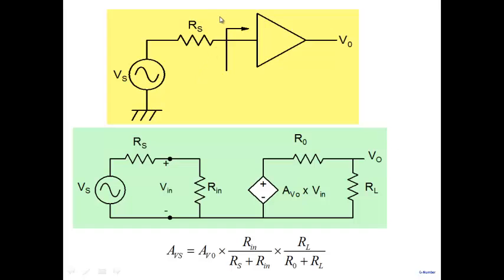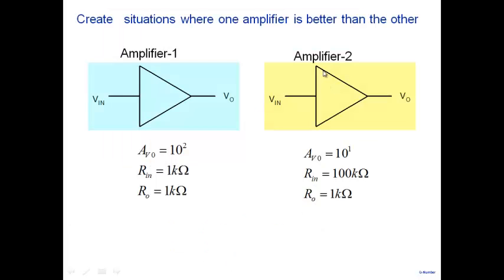Every amplifier will have an input resistance. It may be large, it may be small. All right, so this brings us to an interesting question here. Say you're given two amplifiers, right? An amplifier with a gain of 10 to the power 2, 100. Which gain? Open circuit gain. Because the actual gain now will depend on the circuit, what value of load you connect, what value of source you connect, and all that.